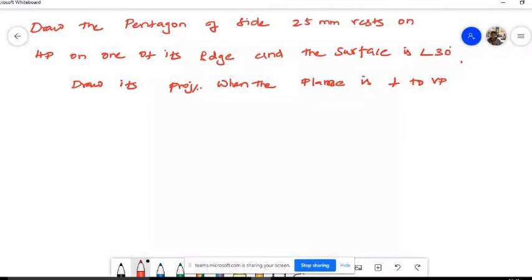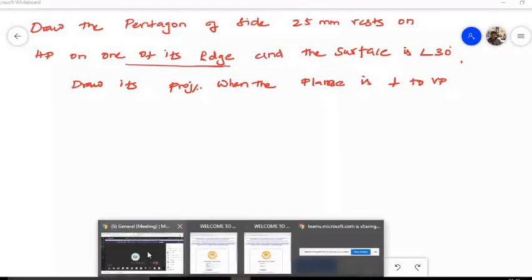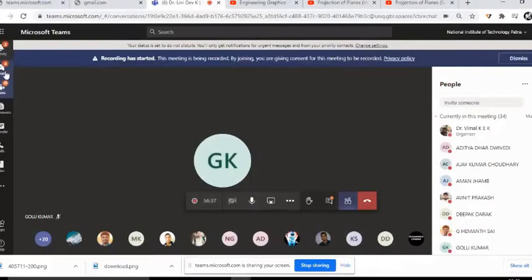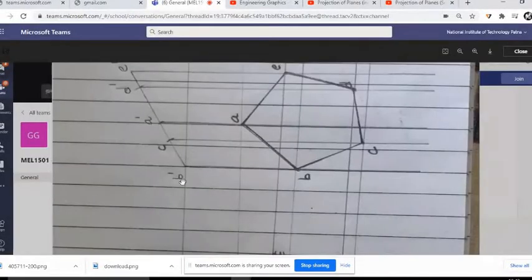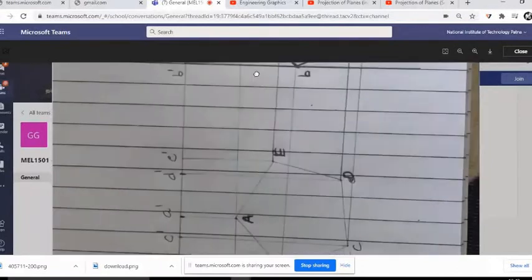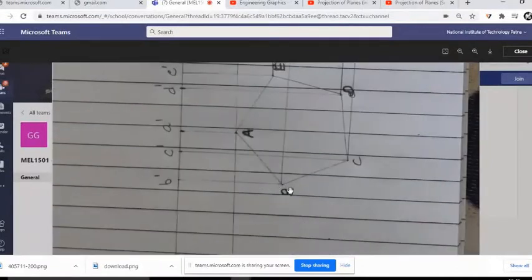Sir, one of its edges, okay, but you look at it. I'll open your answer and I'll explain. Finally, one corner is touching. Edge means it should have two ends. So look at this final case, it is touching on a corner. Are you able to understand? So two points should touch the HP. In this place, it should be an edge, not a corner. Are you getting it?